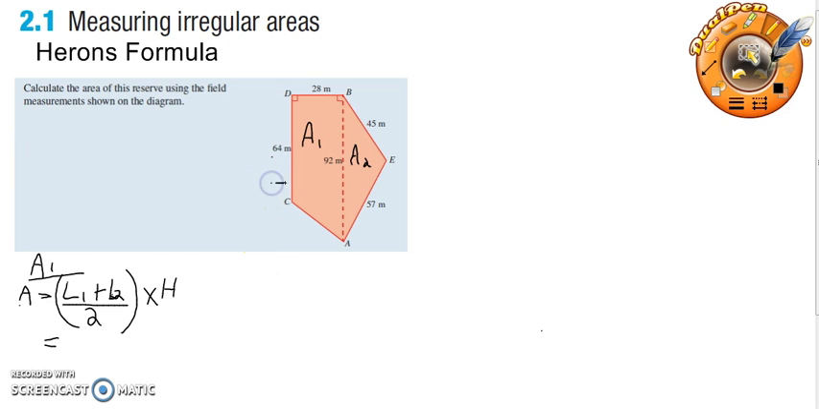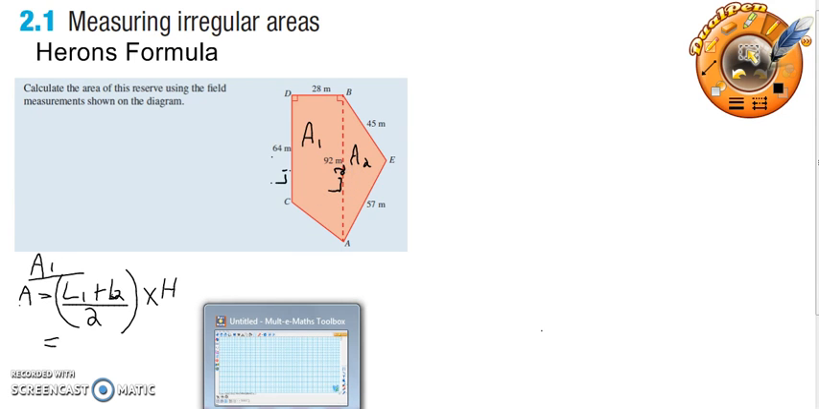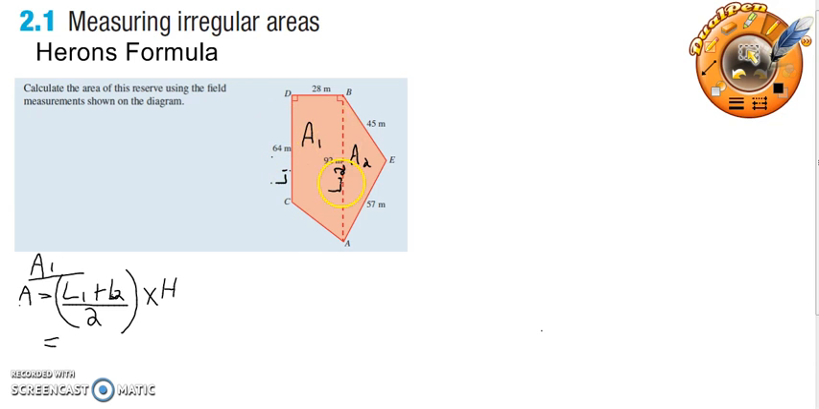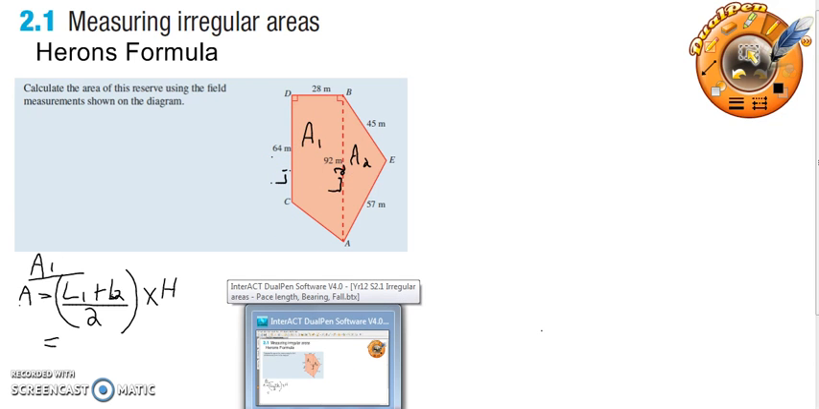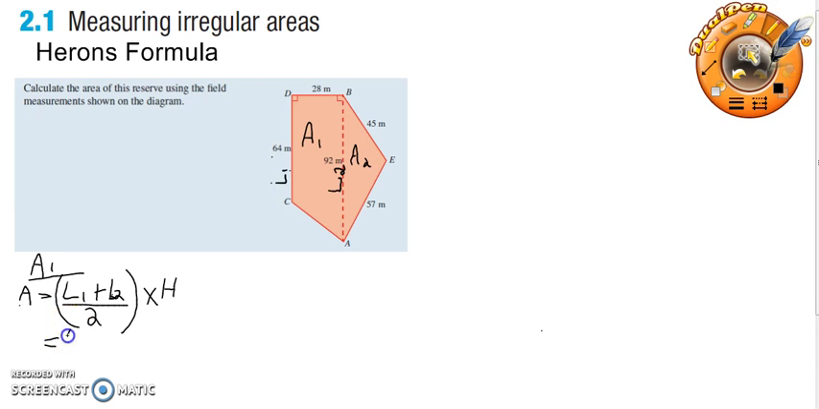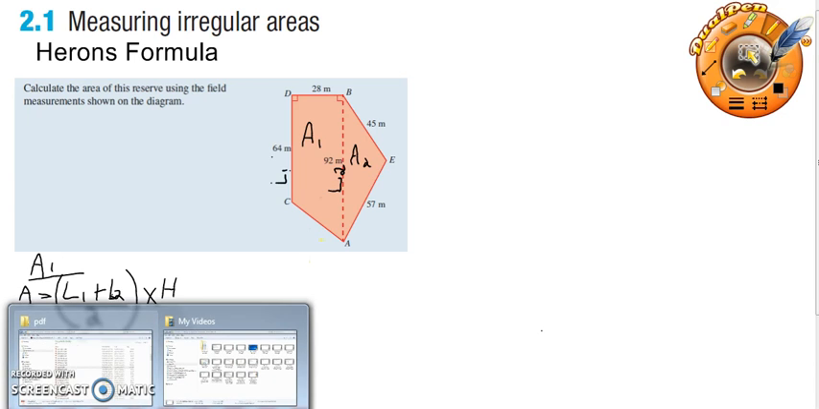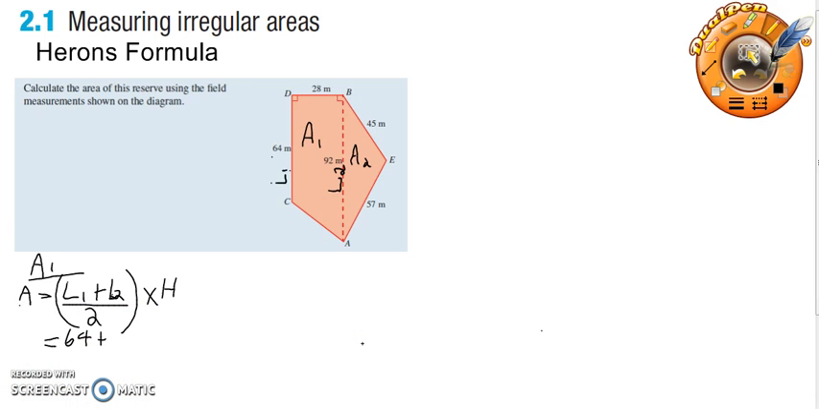of the trapezium. That's length 1, that is length 2. So you'll notice that these are the parallel sides of the trapezium. That's what we call length 1 and 2. So it's 64 plus 92, divided by 2 times by the height, which is 28.